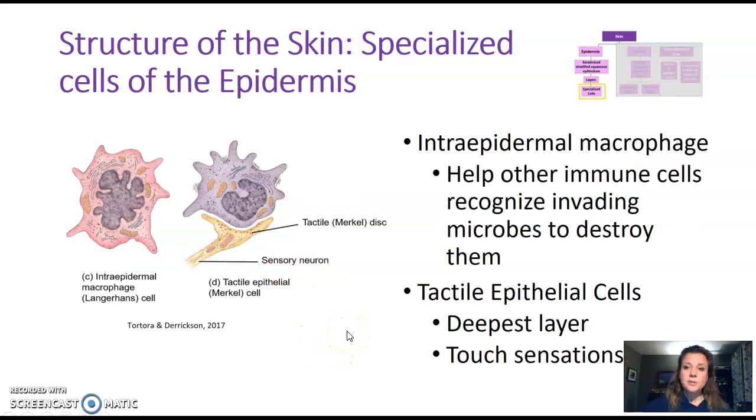We also have intraepidermal macrophages. These were previously called Langerhans cells, and these are going to phagocytize invaders or antigens and then present them to cells of the immune system in order to help mount an immune response in order to protect the rest of our body from microbial invasion. And the other type of cell to know are called the tactile epithelial cells. These cells are located in the lower levels of the epidermis, and they are associated with a sensory neuron. The older name for these was Merkel cells, and they sense light touch.